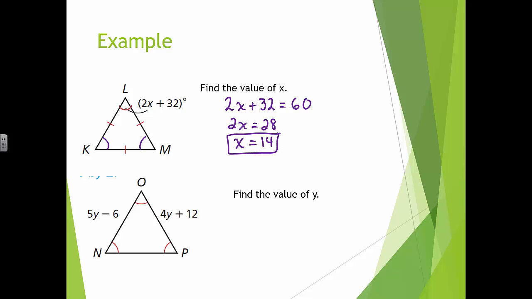Now this is an equiangular triangle, so we know it's also equilateral. To find the value of y, we can just set 5y minus 6 equal to 4y plus 12. And that gives us y is equal to 18 if we subtract 4y from both sides and add 6 to both sides. So we have found the value of y using those corollaries.